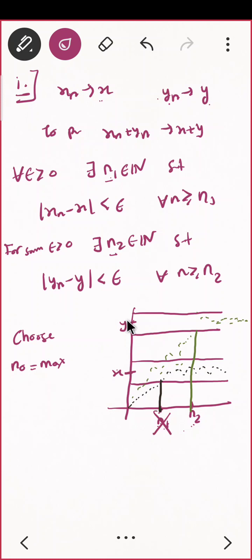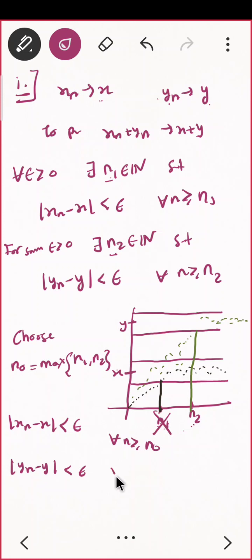x का टर्म यहाँ पे, y का टर्म दिस में सफल, करेक्ट. So I should write n naught equal to maximum of x and y. Oh, sorry, n1 and n2. Correct? So if I am having maximum, can I reframe it? What I will be having? Mod of xn minus x, that is less than epsilon for all n greater than equal to n naught. Also mod of yn minus y, that is also less than epsilon for all n greater than equal to n naught. That means after n naught everybody is lying in the epsilon band. Correct? Now I am having a single n naught here. Do you agree?